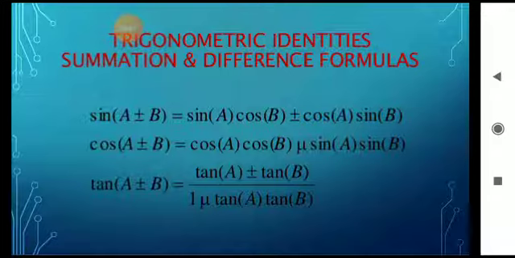And tan A plus B is equal to tan A plus tan B upon 1 minus tan A tan B. So tan A minus B is equal to tan A minus tan B upon 1 plus tan A tan B.